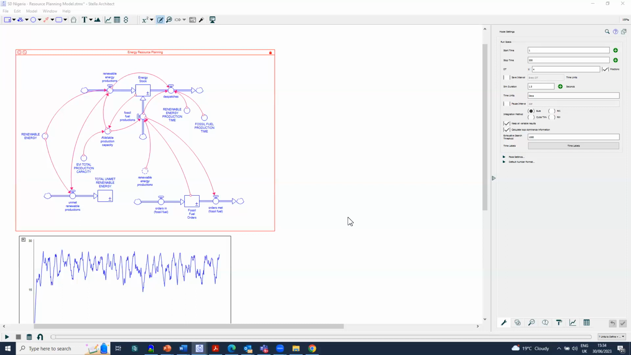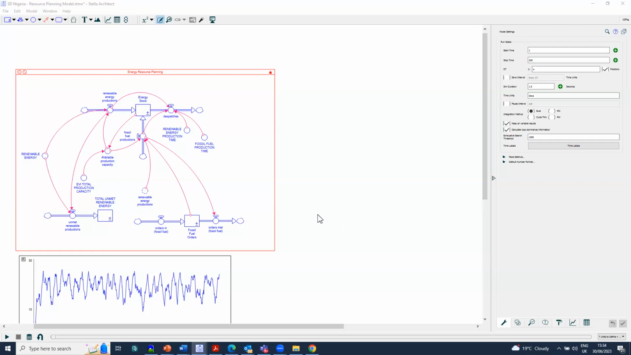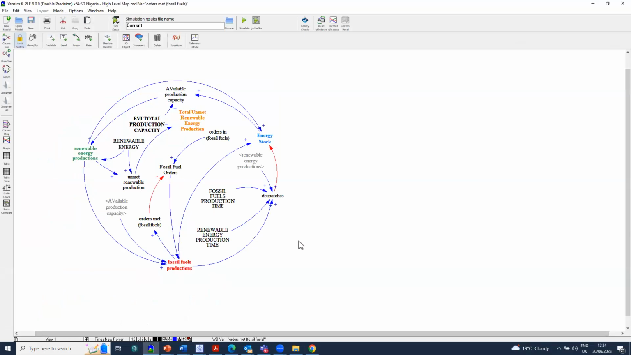Please, on the CLD diagram. Okay. Yep. The energy stock and the dispatch. I was thinking this red flow moving from the dispatch to the stock should be the other way around, like from the stock to the dispatch, something like that.